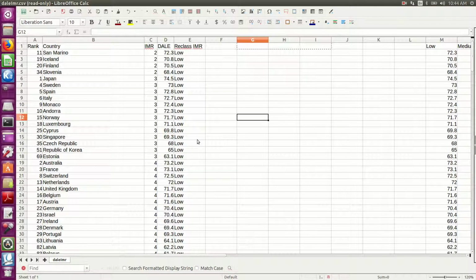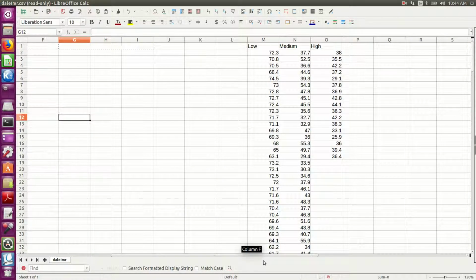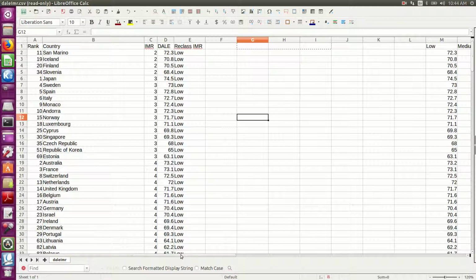Alright, so we've reclassified the IMR. Now let's reclassify the DALE. At this point, the screen looks like it did after I reclassified the IMR, with all the lows first, then the mediums and so forth. And if you look over here, those were my columns I had made for the analysis of variance. I just shoved them out of the way.